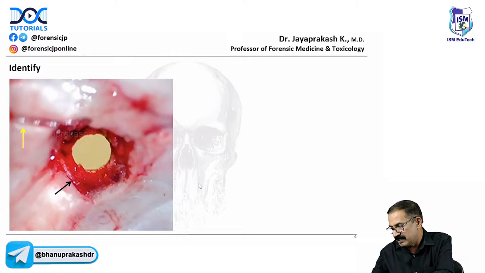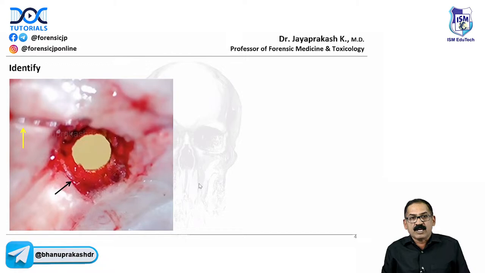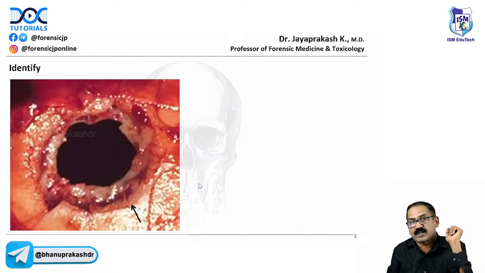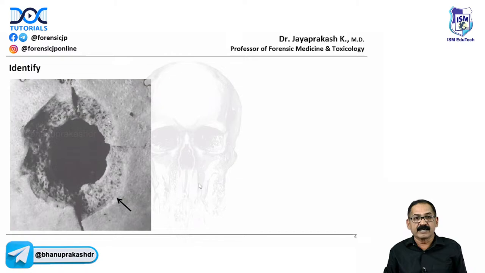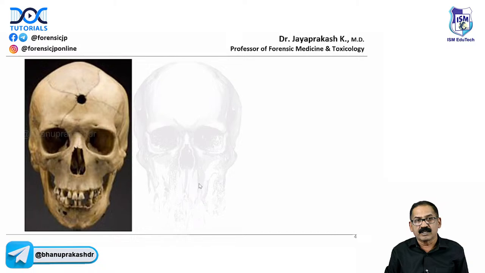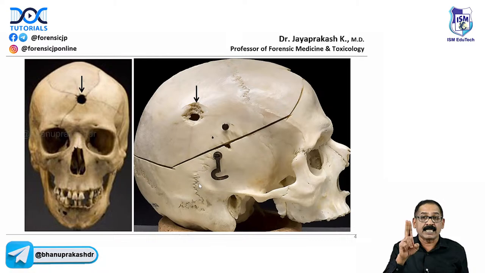Okay. Now, look here. Beveling in the outer table is wound of exit. Now, look here. Beveling at the outer table, it is wound of exit. Now, identify wound of entry because of clean cut. Here, you can see the beveling. That means it is wound of exit.